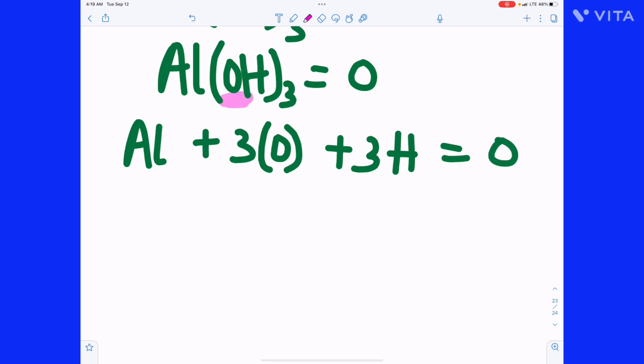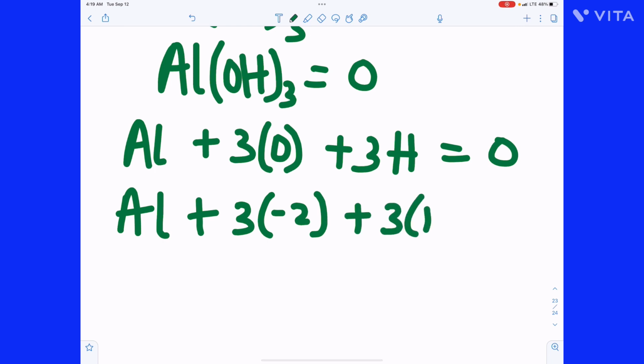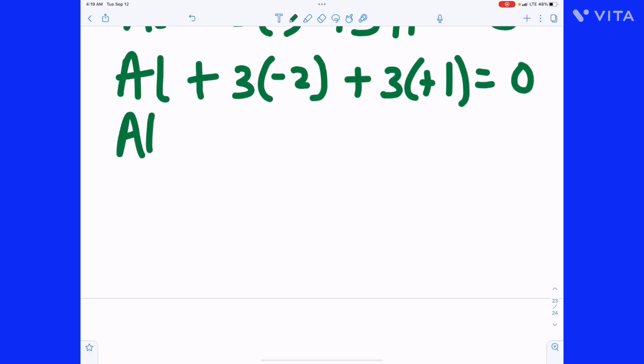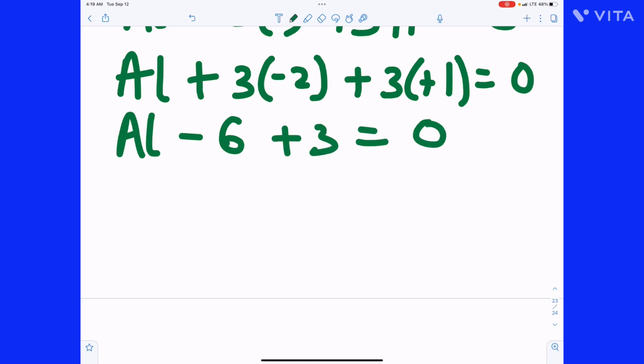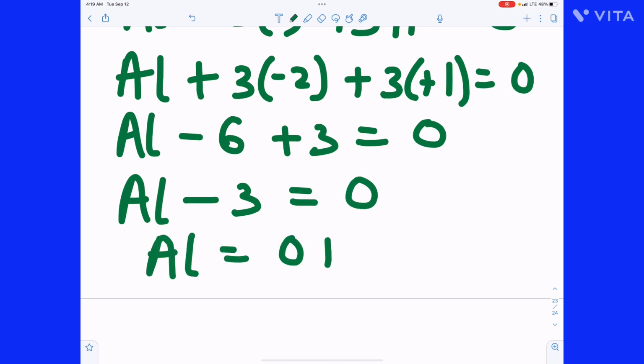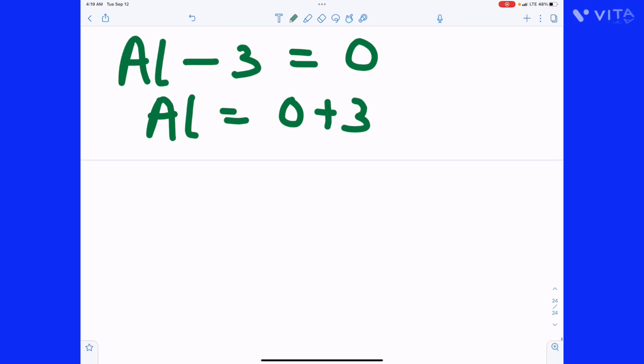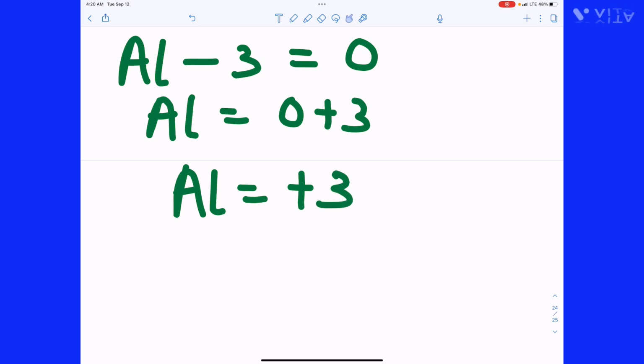Here O is multiplied by 3. You understand? H is also multiplied by 3. We are looking for the charge of aluminum. So oxygen is minus 2, hydrogen is plus 1, and the total is 0. That gives us Al minus 6 plus 3 is 0. So Al minus 3 is 0, Al is 0 plus 3. That tells us Al is plus 3.